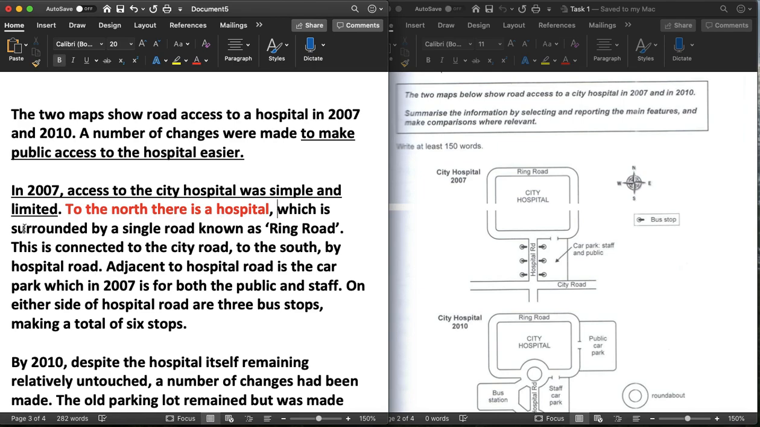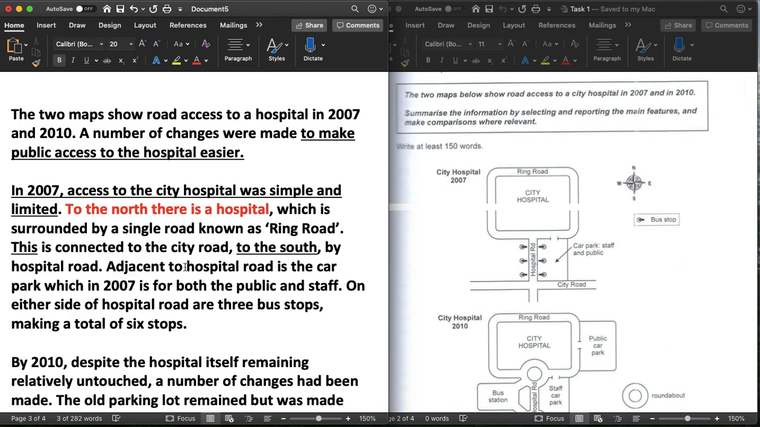Which is surrounded. So get onto your passive forms, which is surrounded by a single road, which is known as Ring Road, full stop. Now, this is one of the most important words in IELTS, this. So I say, this is connected to the city road. So this road is connected to the city road to the south by the hospital road. So you can see the Ring Road is connected to City Road by the hospital road. And I mentioned here to the south, just to give a bit of perspective. So I've mentioned north to the south.